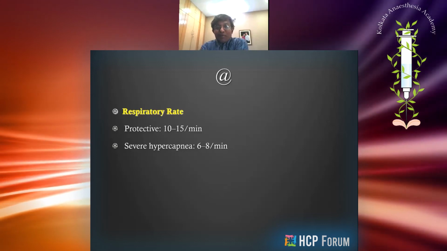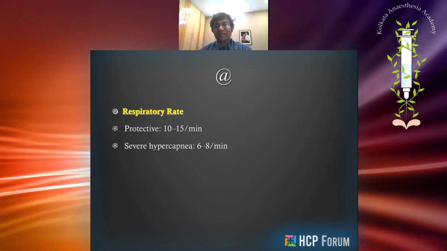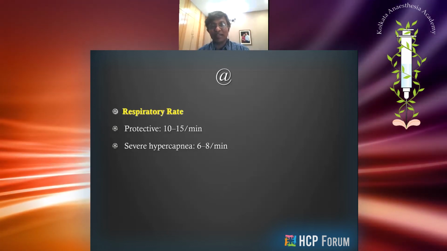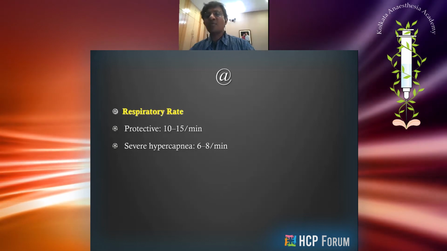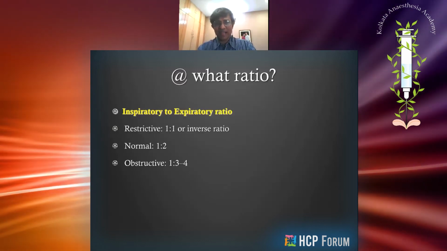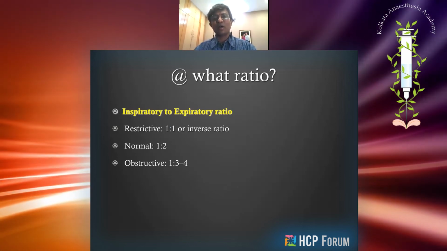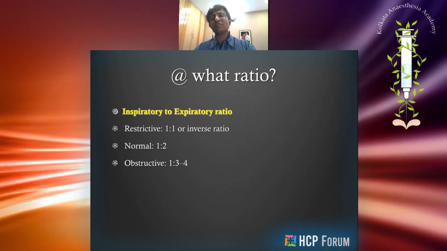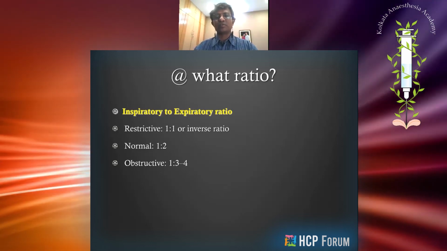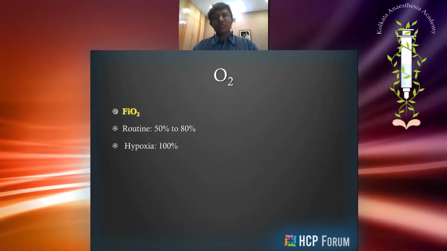Pete Slinger and Benumof would tell you that it is wiser to decrease the respiratory rate. You give more time to expiration, and you give more time for the carbon dioxide to come out, and that might be beneficial. What should be the IE ratio? You can keep it at the normal 1 to 2. In obstructive, you can increase the expiratory time, as we were discussing, to 1 to 3 or to 1 to 4. What FiO2 should you use?